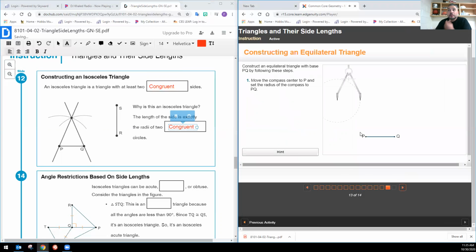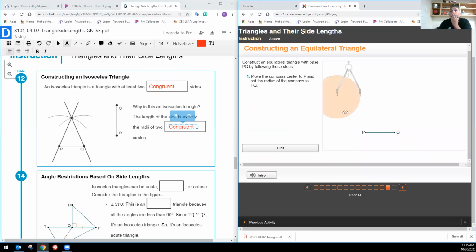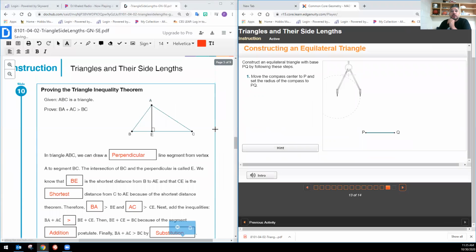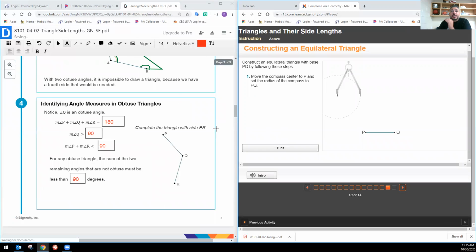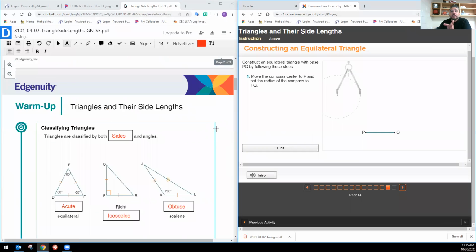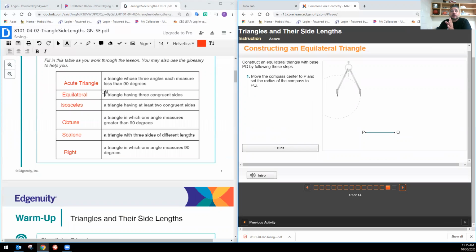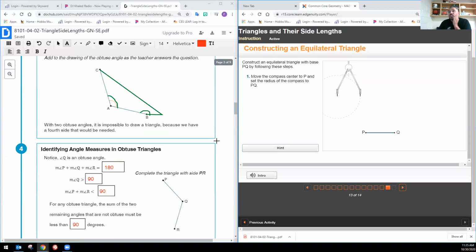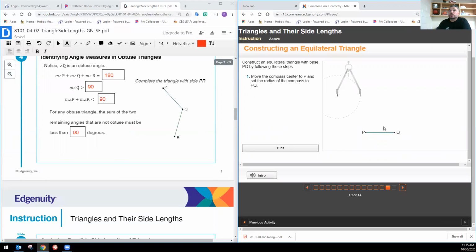Use the instructions to construct an equilateral triangle. Okay, so let's review real quick, because this is why you got your notes right here, guys. This is why we do this. An equilateral triangle is a triangle having 3 congruent sides. On the last example, they wanted you to have 2 congruent sides. So this one's going to be 3 congruent.